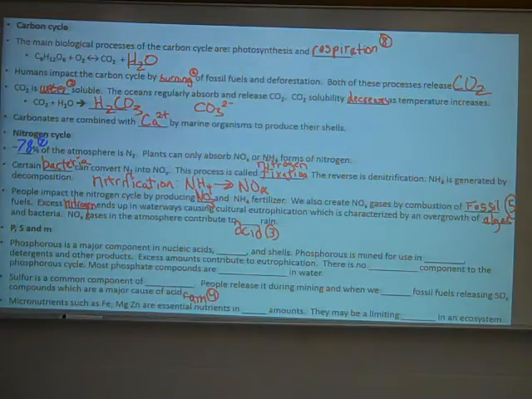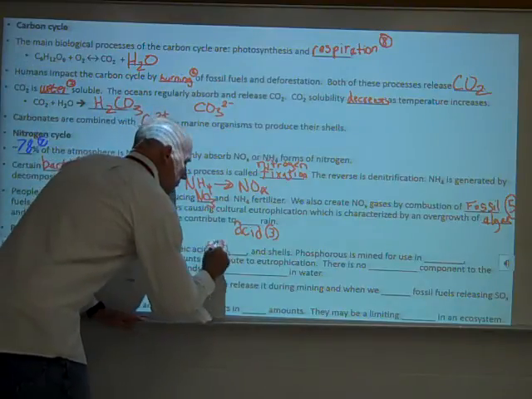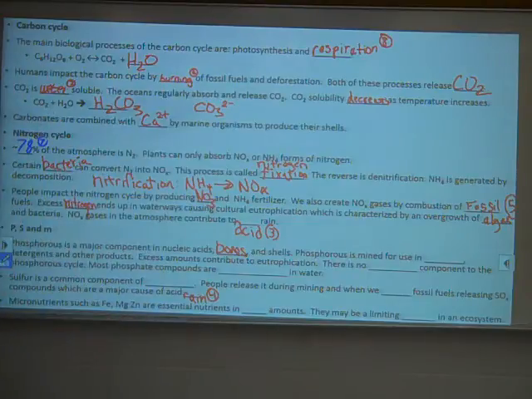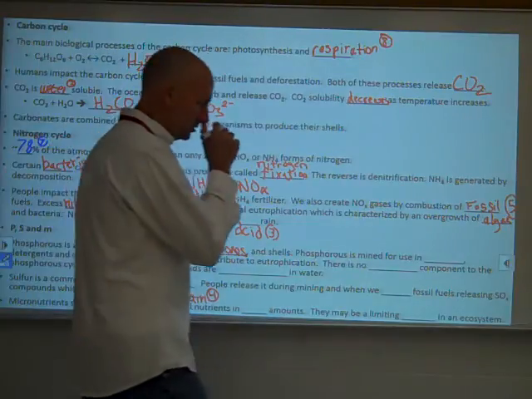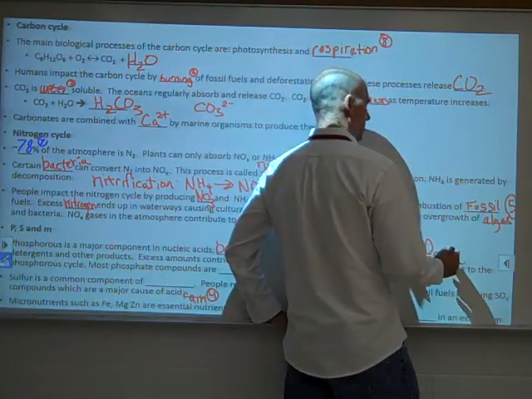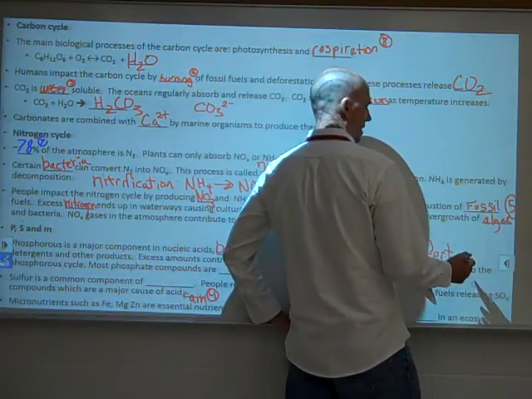All right, then phosphorus, sulfur, and micronutrients. Kind of a catch-all bag there. Phosphorus is important. It's a major component of nucleic acids, bones, and shells. They use it in fertilizer. Your main ingredients in most chemical fertilizers are nitrogen, phosphorus, and potassium.